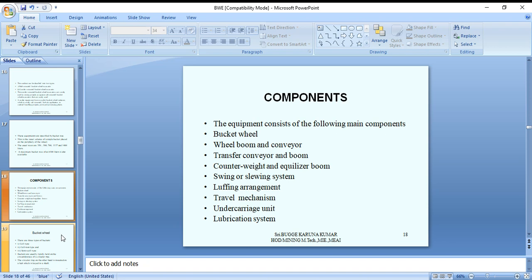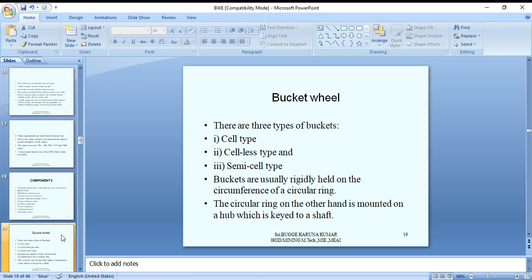So the bucket wheel is one big part. Wheel, boom, and conveyor is another part. Transferring conveyor and boom is one part. Counterweight and equalizer is another part. The swing system is one mechanism. Then the traveling mechanism, undercarriage, and lubrication system. So this is a complete group. Different components have to be maintained in the system.